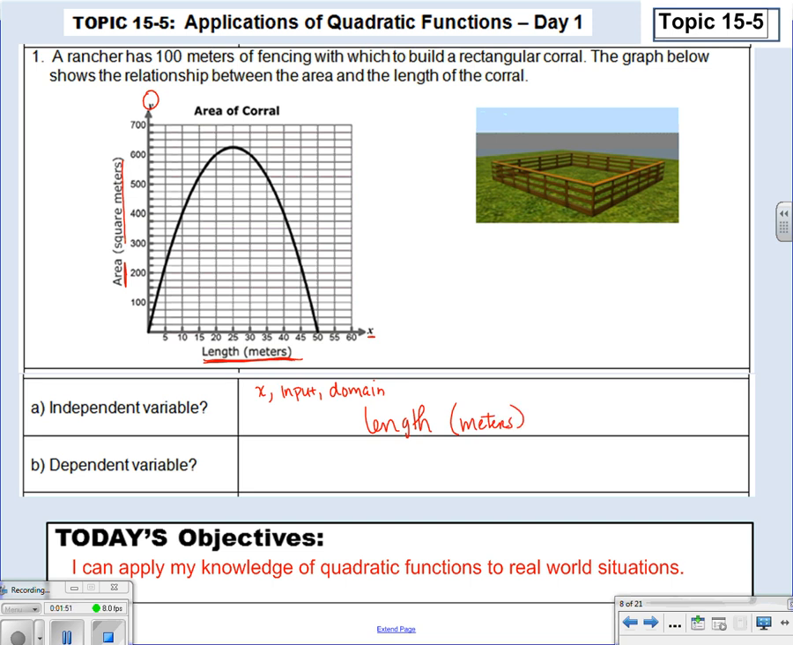Other names that we have used for the dependent variable are your y, or your output, or even your range. So those are common vocabulary words, but for this particular case, our dependent variable is along our y-axis, which is the area, and that is in units meters squared, or square meters.